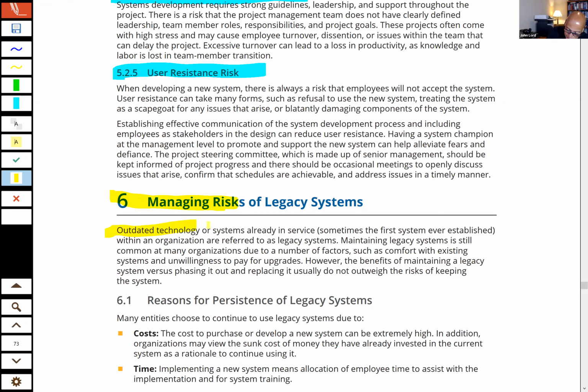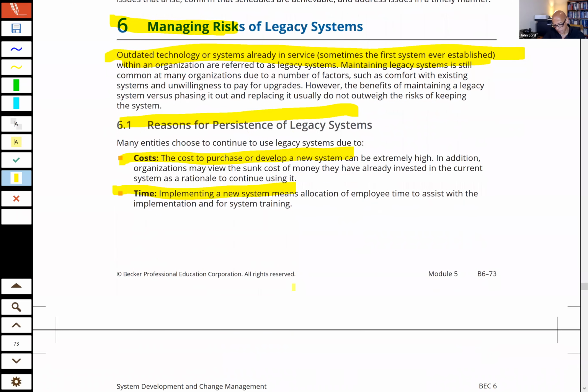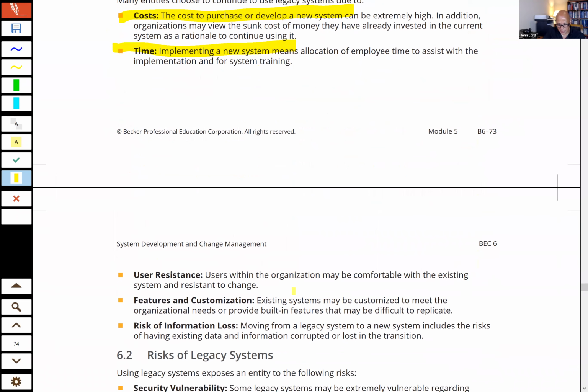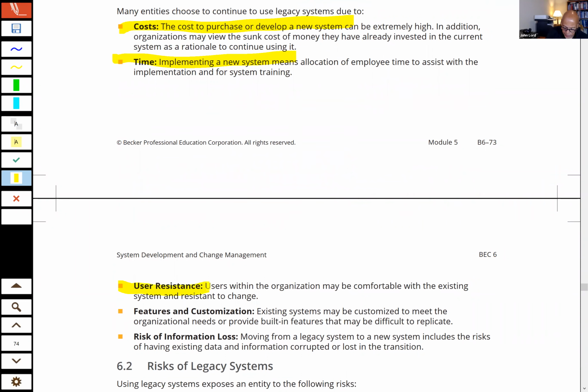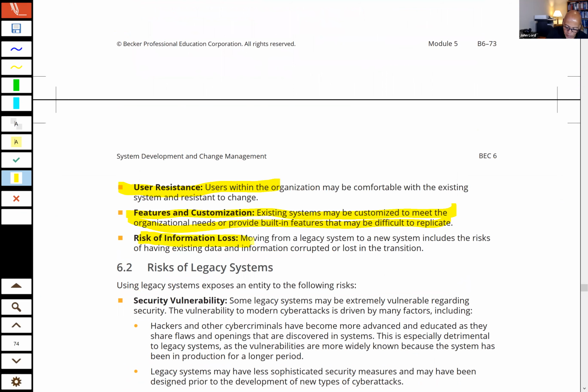Outdated technology already in service is sometimes referred to as a legacy system. Now, reasons for persistence of a legacy system: the cost to purchase or develop a new system, and time in implementing the new system. So entities want to maintain a legacy system because they're afraid of things like user resistance, cost, time, features, and customization. The existing system may have certain customizations that you may have trouble duplicating in a new system. You're worried that you might lose some information.